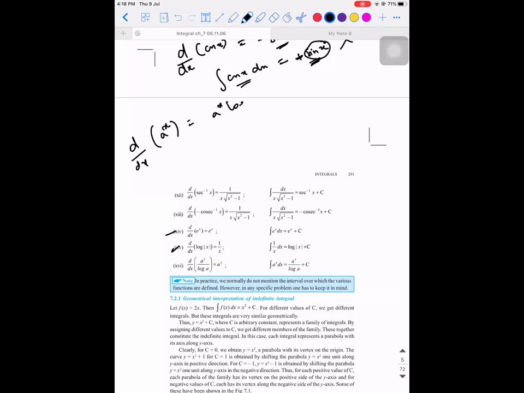That is a power x log a. So the derivative of a power x by log a will be a power x. Can I write it like this? Because log a is a constant, I can bring it to the other side. So what will be the integral of a power x dx? It will be a power x by log a, right?